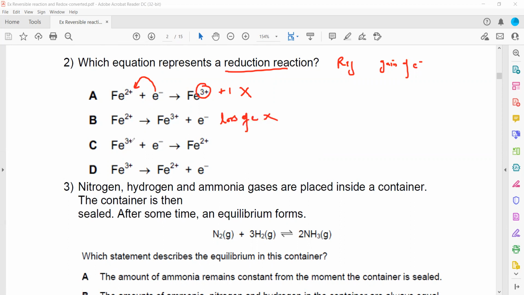What about C? Iron is +3, it gains electron and it turned into iron +2. So the correct answer is C. Why not D? D is also wrong because it's a loss of electron. Loss of electron is oxidation, not reduction. So we have to identify reduction. A was not right because in terms of electron it is correct, but in terms of charge it was wrong. So that's why the correct answer is C.